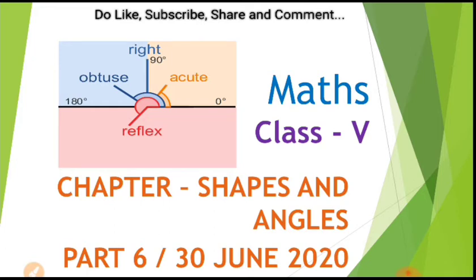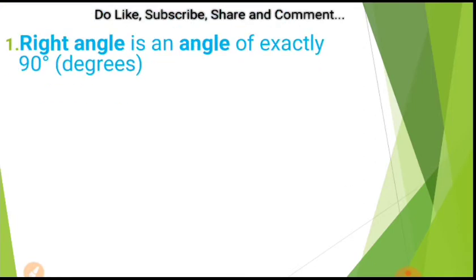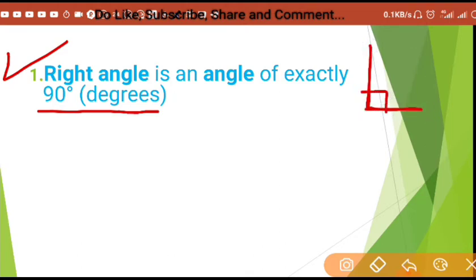Let's see that. Here we have to note down something, like number 1. A right angle is an angle of exactly 90 degrees. Okay, you will note down this point in your copy. You know the right angle. This is the right angle. Its measure is exactly 90 degrees.